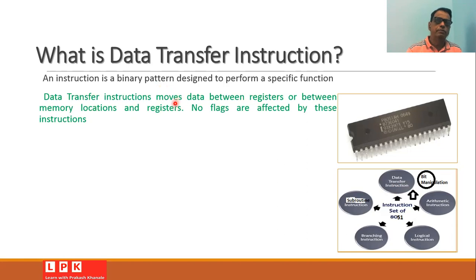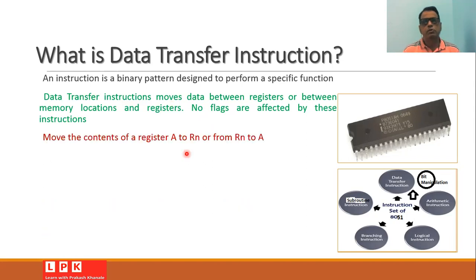Data transfer instruction is the instruction which is used to move data between the registers. Whenever we want to move data from one register to another register, or from memory location to register, or from register to memory location, or between two different memory locations, we can use these instructions, and they are called data transfer instructions. When we execute these instructions, the flags are not affected by them.